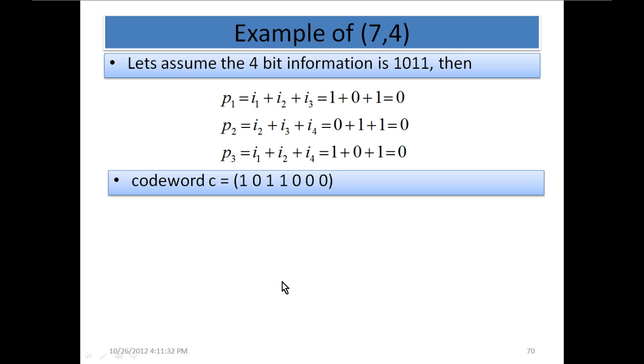Let's assume the 4-bit information is 1011. Then how do we calculate it? The first parity bit is calculated as follows: 1, 0 and 1 are added using modulo 2, so the answer is 0. For parity 2, 0, 1, 1 are added using modulo 2 addition. Then I1, I2 and I4, the first, second and fourth, are added using modulo 2 addition, and the result is 0. So the code word is 1011000.